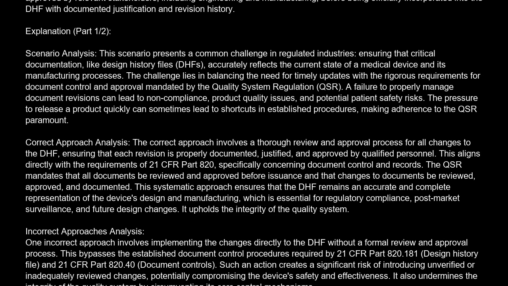The correct answer is B. The QA department initiates a formal change control process, ensuring all proposed DHF revisions are reviewed and approved by relevant stakeholders, including engineering and manufacturing, before being officially incorporated into the DHF with documented justification and revision history.